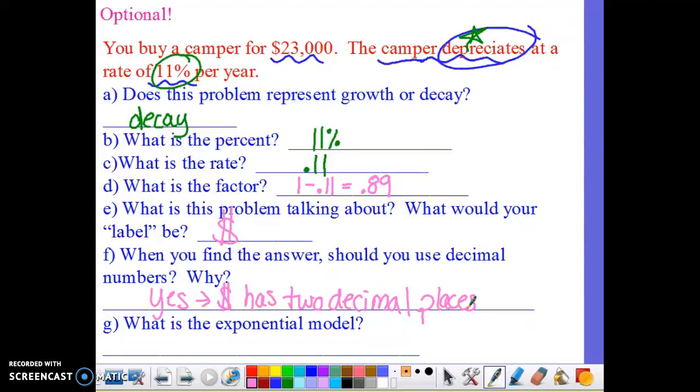And lastly, this one just says, what is the exponential model? Notice this problem's a little bit different because it doesn't say what is the value of the camper after 5 years, 10 years, or anything like that. We just want to write that equation, and that's it for this problem. So we're actually not going to find an actual answer here. So when I write my exponential model, I'd say y equals, A is my initial amount, which is this 23,000, times b, which is this factor of 0.89, to the x power.